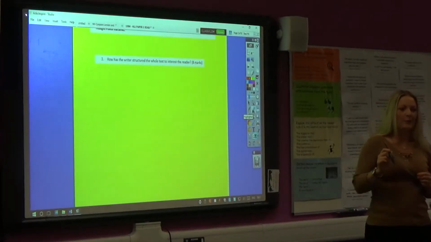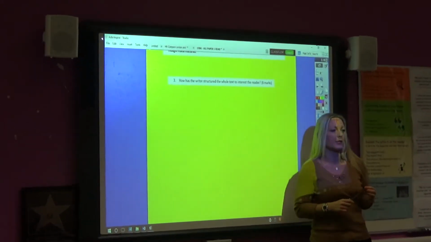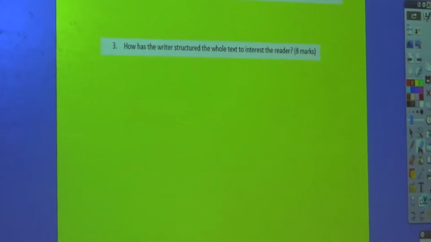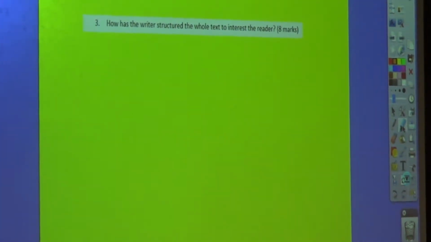Right, okay then. So we're going to look this morning at question 3, paper 1 for English language. As you can see, the question is always, how has the writer structured the whole text to interest the reader? And it's worth 8 marks.